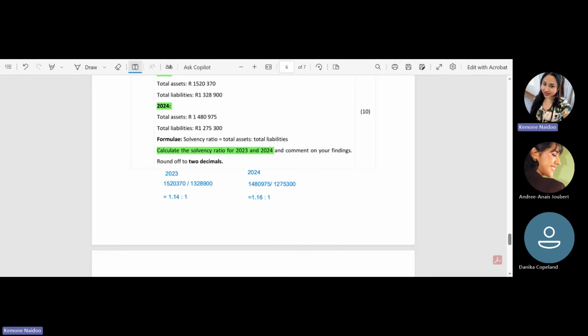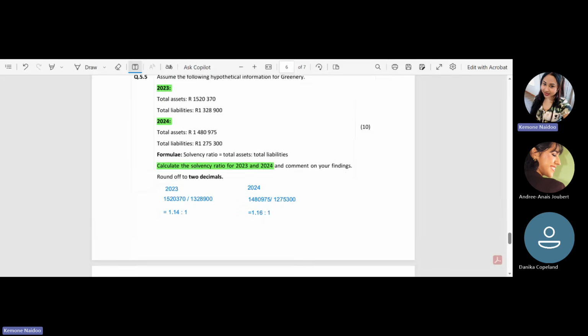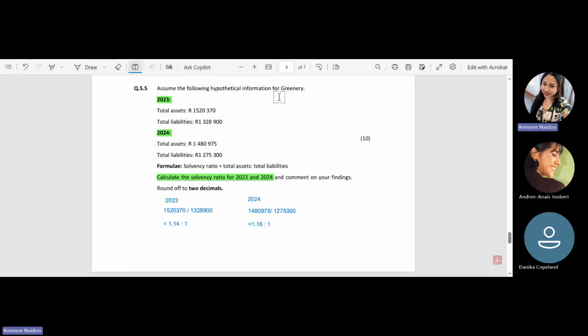Now, if you had to apply this to the case study, remember, it's still a case study question. So if you have to apply this to a case study, remember, it's for Greenery still. Okay, what do you think we could say in our application to the case study? Has solvency improved or has it not? Has it improved from what it was? It has. Okay, that's good.